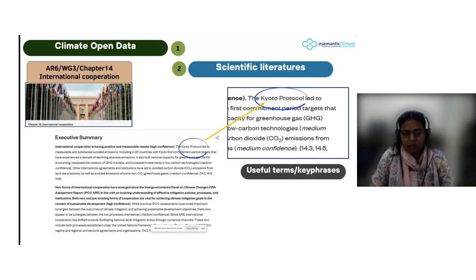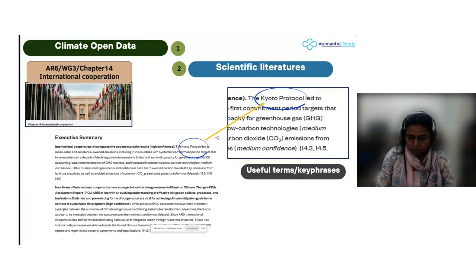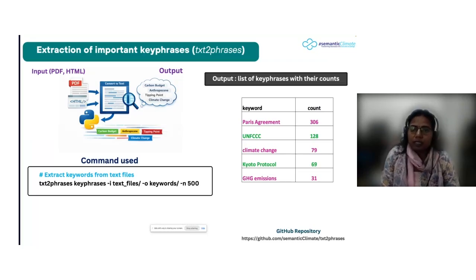Here I have taken an example of the Kyoto Protocol. Sometimes we don't understand the meaning of the Kyoto Protocol, so we wanted to create the encyclopedia for this whole chapter. So we are firstly using the tool txt2phrases to extract the key phrases present in those reports, chapters, or research articles. Here I have given an example in the table, where I've used txt2phrases to extract the information. I have given a cutoff of 500.